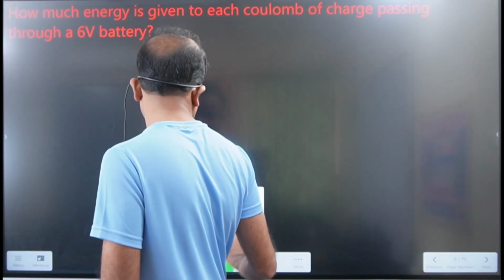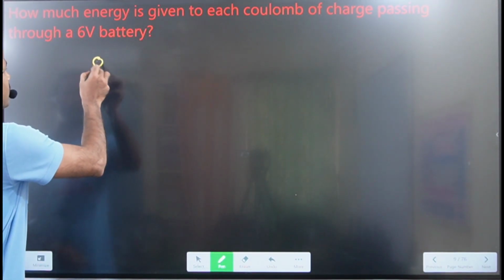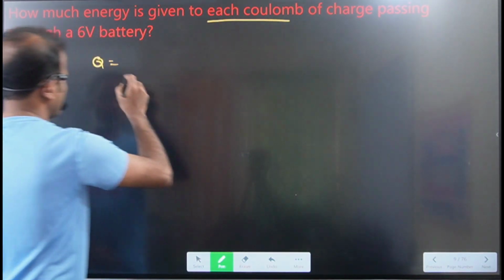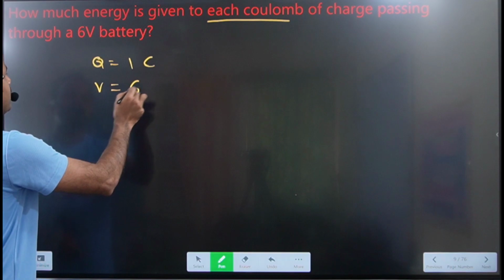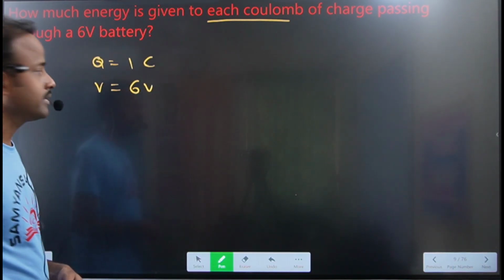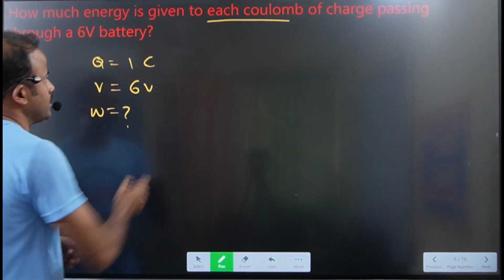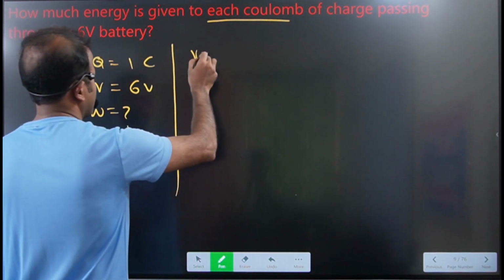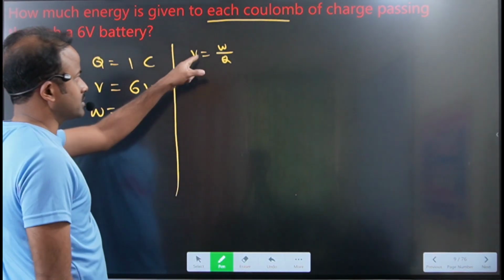Then how do you calculate this? Same again. Here Q is given, each coulomb means 1 coulomb. What is the charge here? 1 coulomb of charge. What is the potential difference here? 6 volts potential difference. Then what you have to find out here, W equal to how much? Already you know that potential difference V is the work done on unit charge to move it from one point to another point.